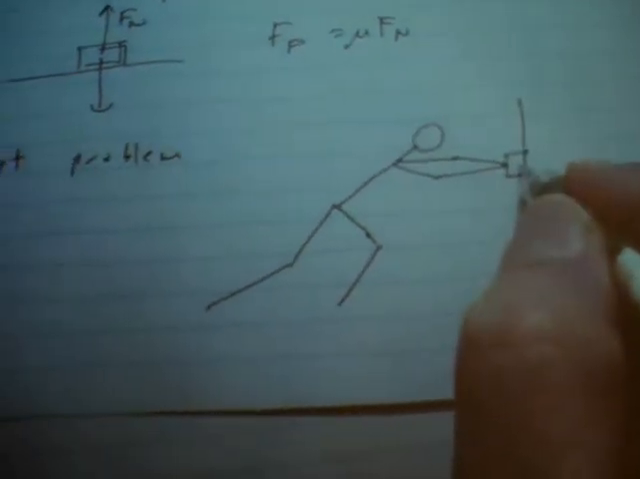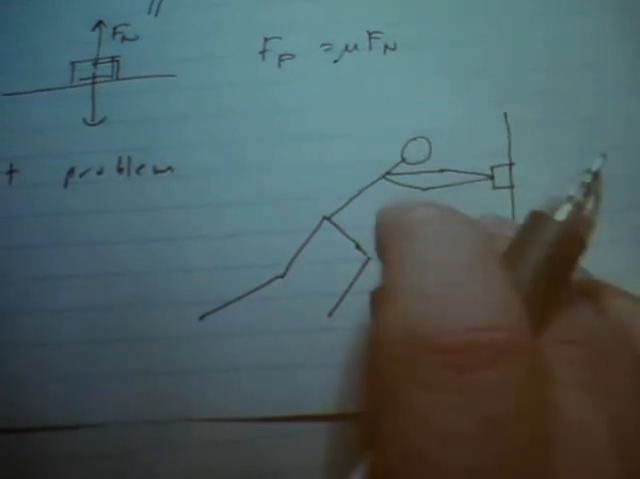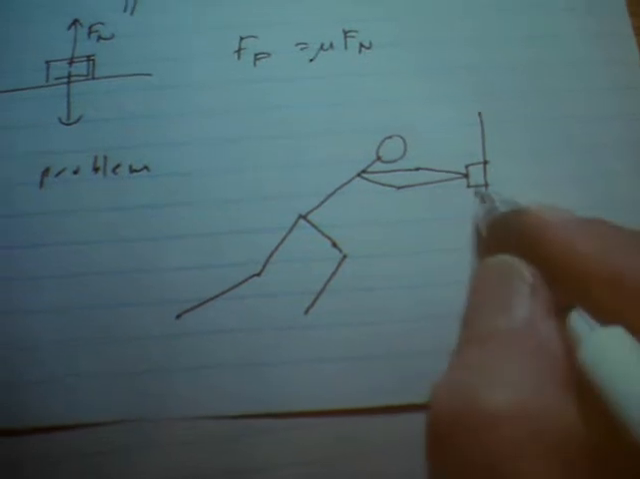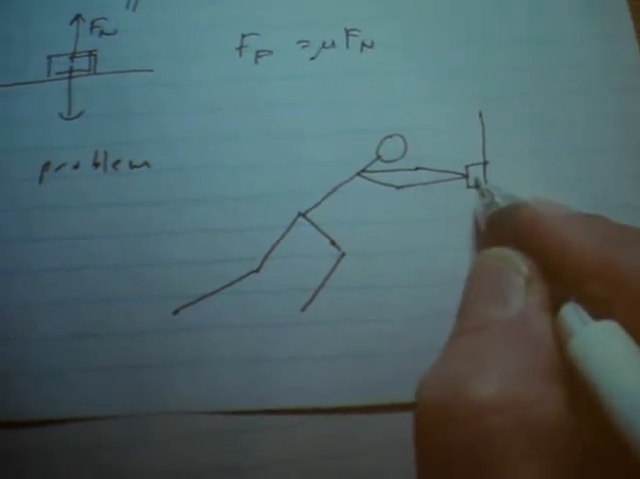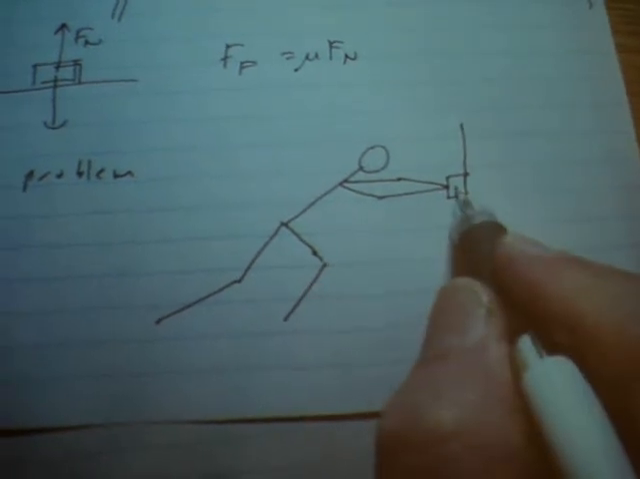This guy is pushing a block against the wall. It doesn't slide down the wall. F net equals 0. What's the free body diagram for that block that's against the wall? It's not moving, so there's no work.